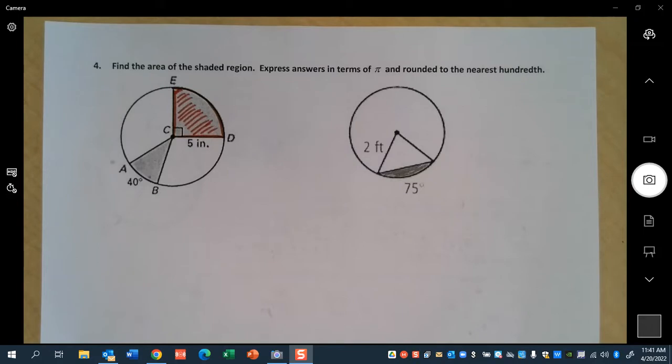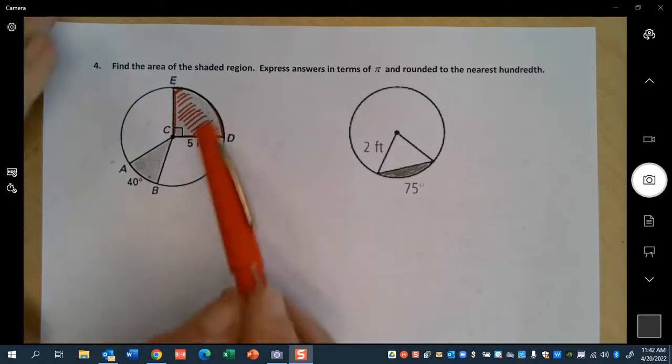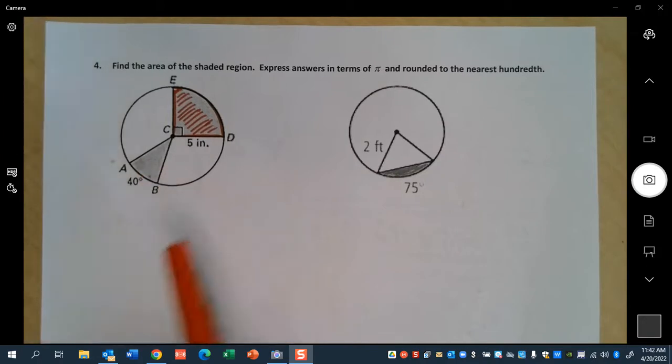So think about the difference between tracing around the outside of the circle, and then when we're finding the area of the sectors, we're coloring it in. All right, so here's the thing. We can find the area of these two sectors separately and add them together.